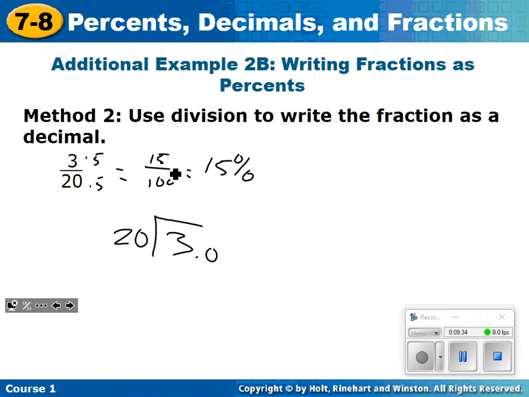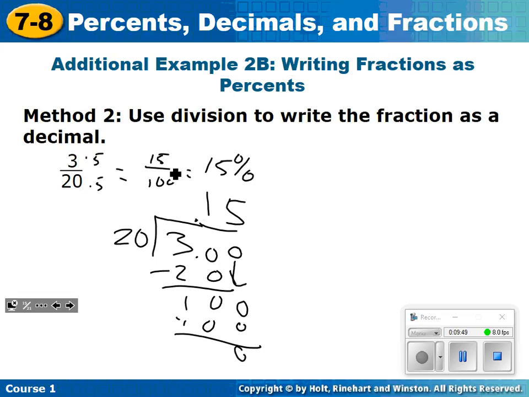Add a decimal. It's going to go in there one time. Minus 20. Just add a 0, bring it down. 20 goes into 100, 5 times. 15%, because we got this decimal, so we move it over 1, 2 spots, add a percent symbol, there you go. Okay? So way number two works every time. Way number one only works when you can get 100. Make sense to you?